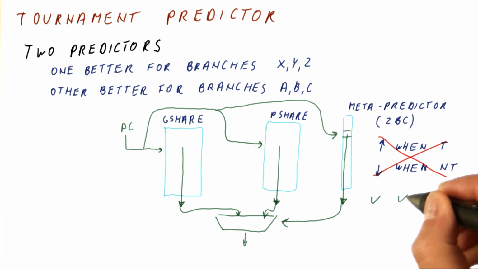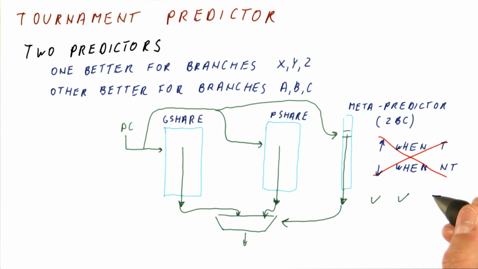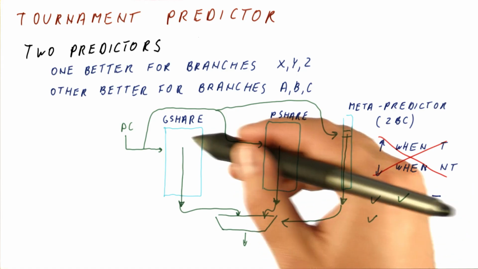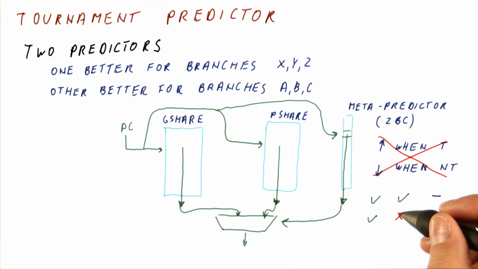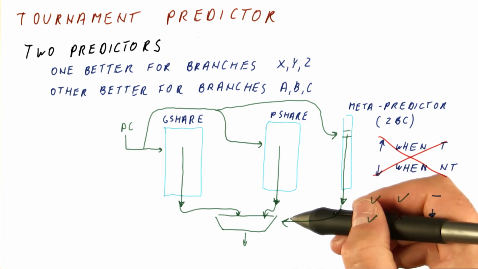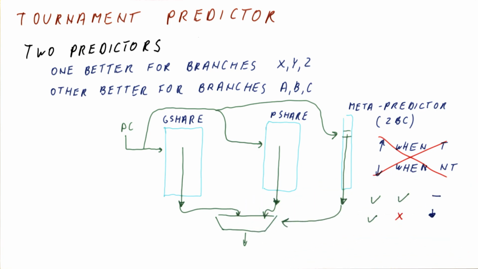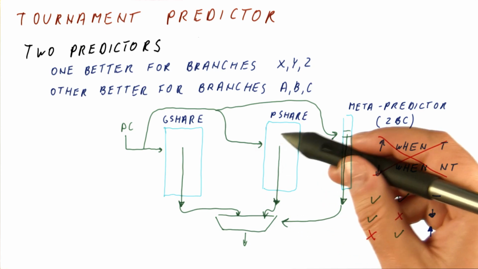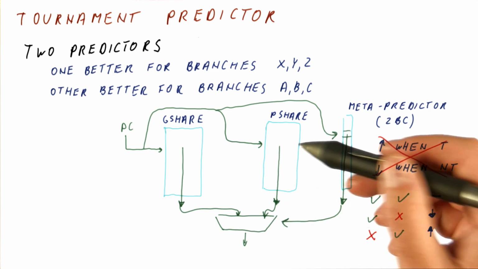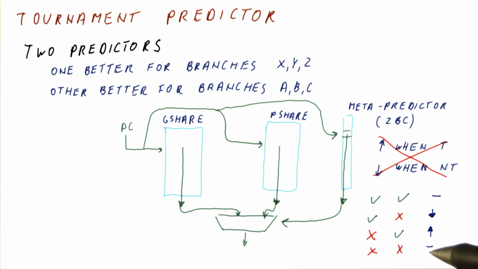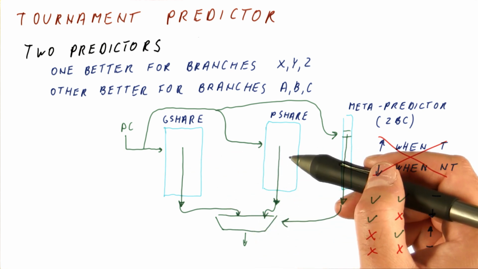If your two predictors are both correct, then your meta predictor doesn't change anything. If your first predictor, like in this case your G share, is correct, but the other one is not, then you count down. Counting down will result in selecting the G share result more often. If your first predictor is wrong, but your second predictor is right, then you count up. Counting up will result in choosing this prediction more often. And finally, if both of them are wrong, then the meta predictor doesn't change, because again, there is no benefit in trying to select one over the other.